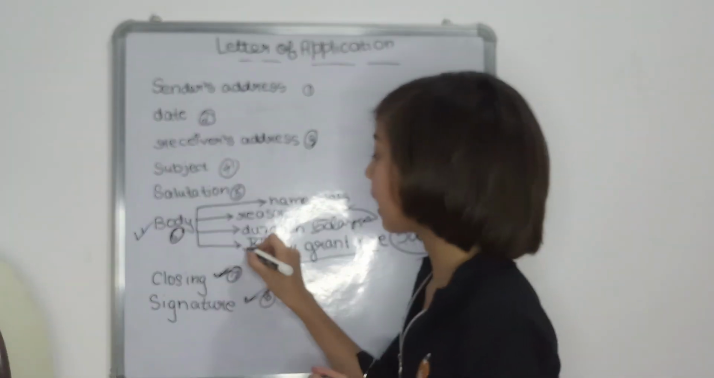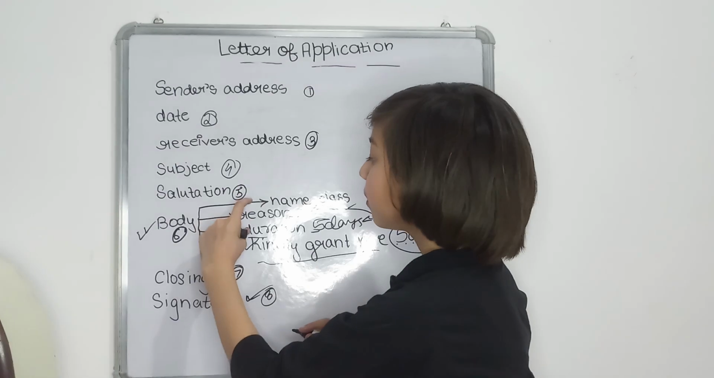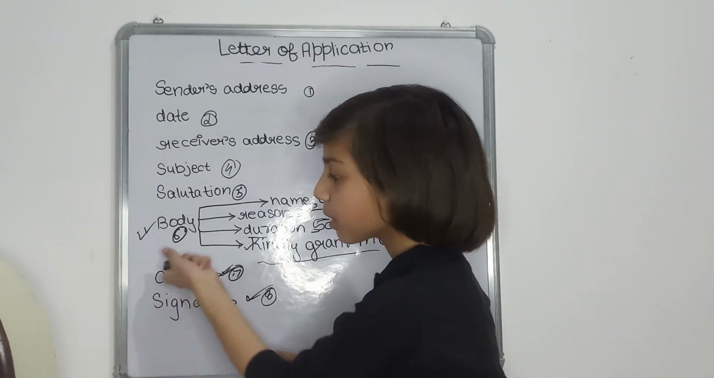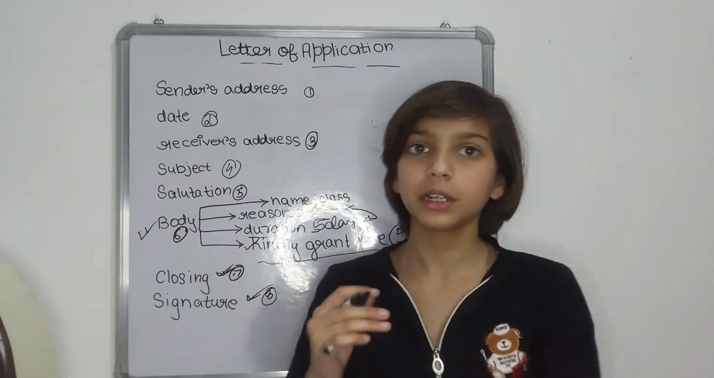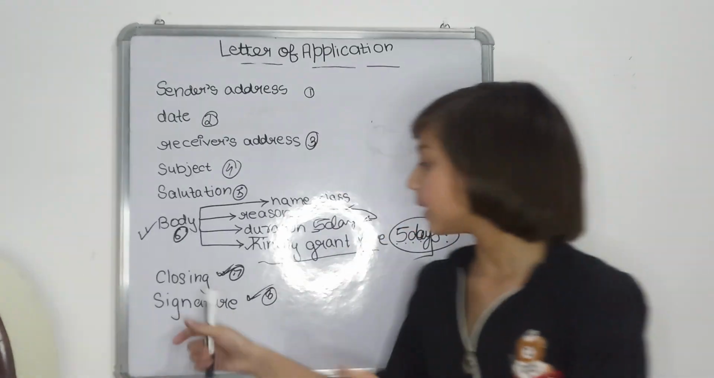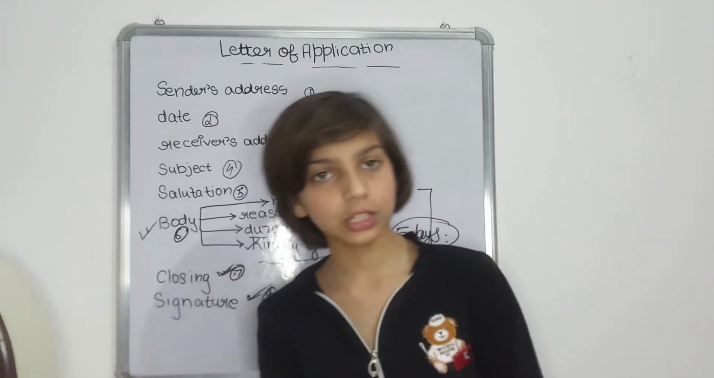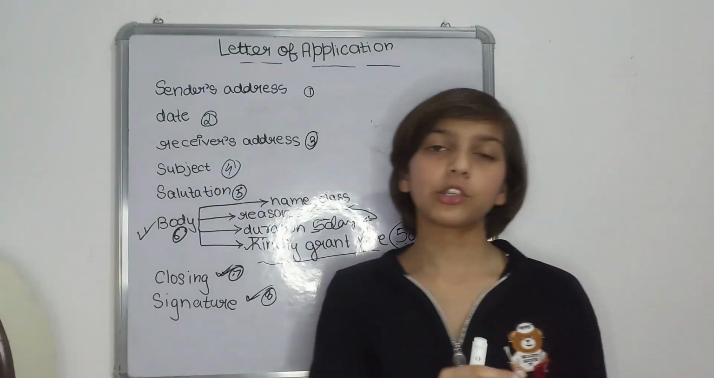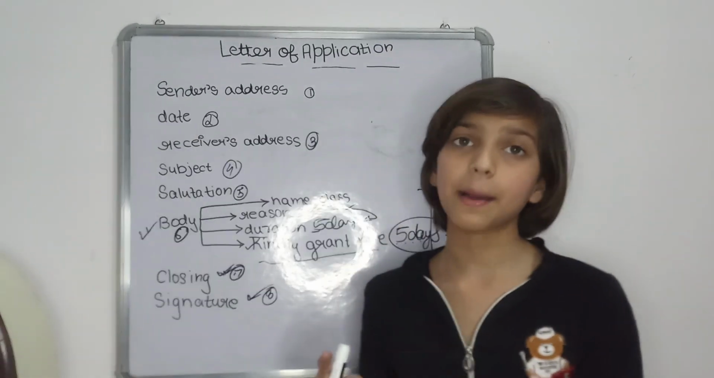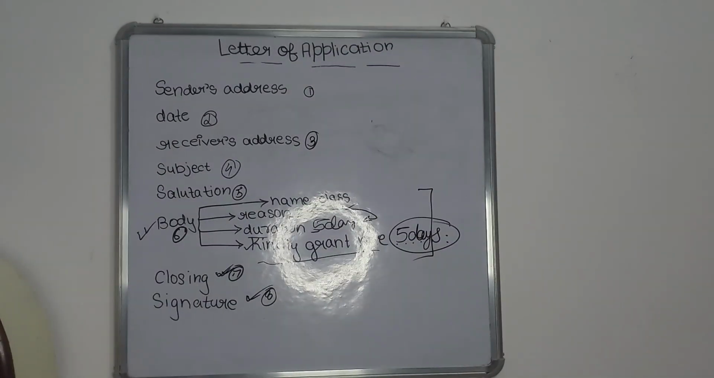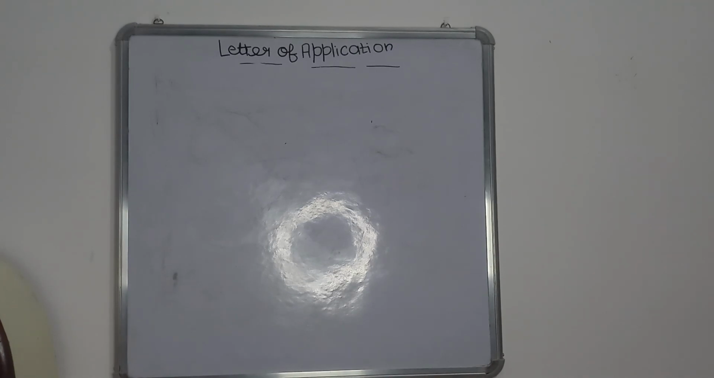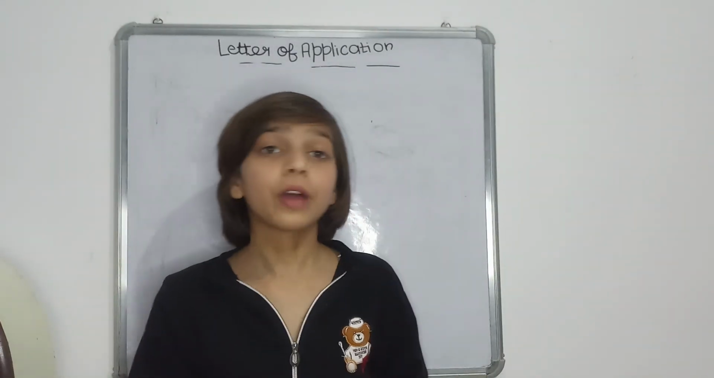When you are writing these three things, after leaving some space, write kindly grant me the number of days you want leave for. Then you write the closing and then the signature. This is how you can write a letter of application. Let us see an example. Come on, let us write a letter of application.